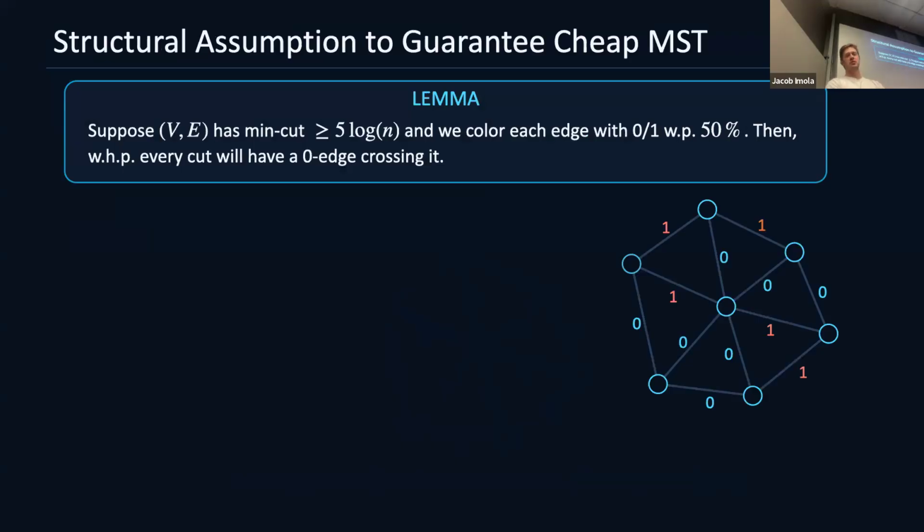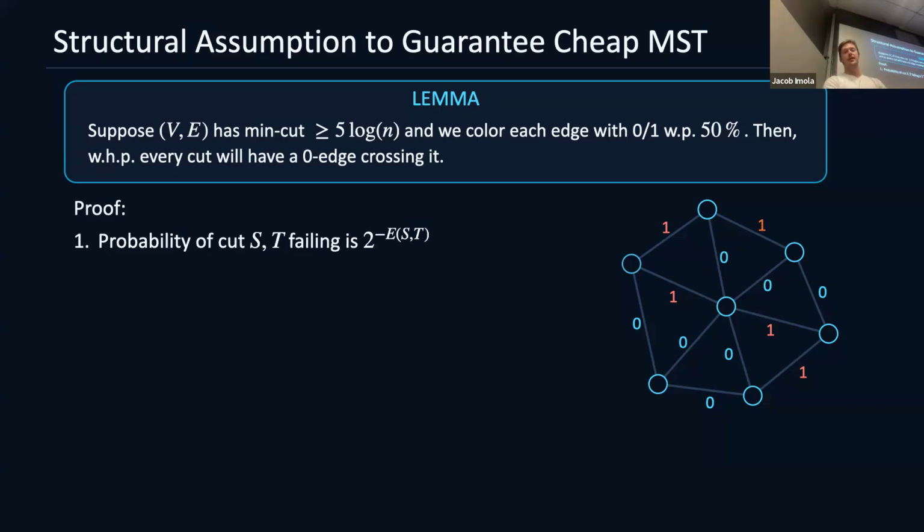The structural assumption we need about the topology is that it's sufficient to assume that the min cut of the graph is at least polylog, like 5 log n, so a constant times log n. If we do that, then by coloring each edge randomly 0 or 1 with probability 50%, with high probability every single cut is going to have a 0 edge crossing it. And this will guarantee that there exists a minimum spanning tree of weight 0 in the graph. And the proof is using a union bound.